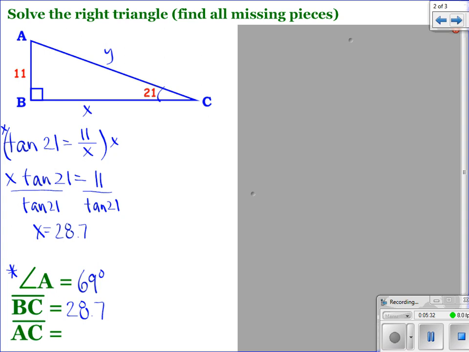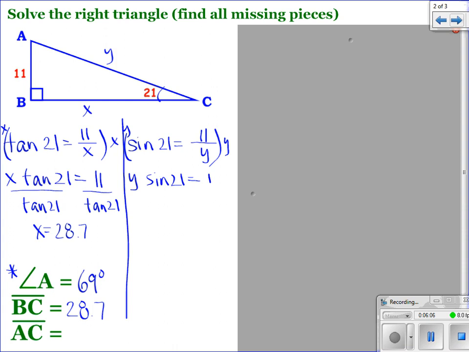What if we're looking for Y? One option is the Pythagorean theorem. Totally correct. Or you could use sine, right? Let's do sine, just to get some more practice with trigonometry. So sine of the angle, 21. What order does this go in? 11 over y, which is the hypotenuse. Multiply by y. Get y by itself.